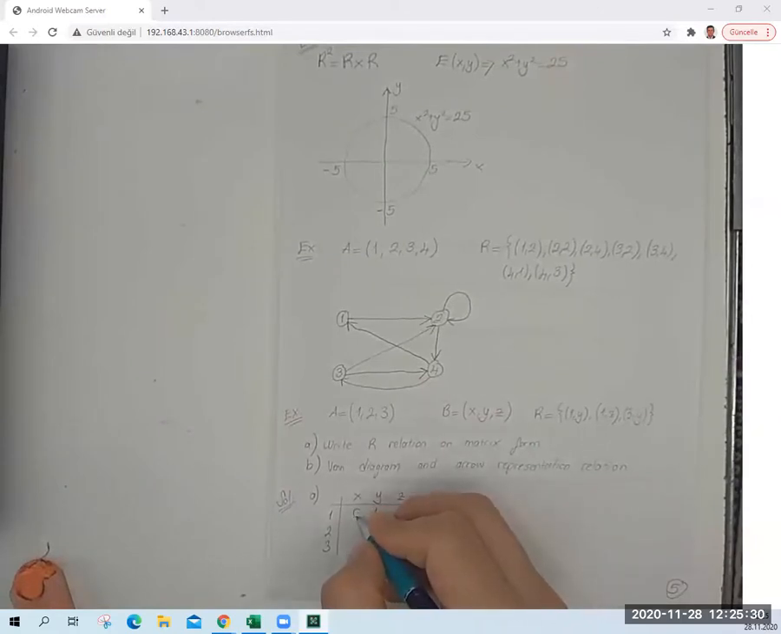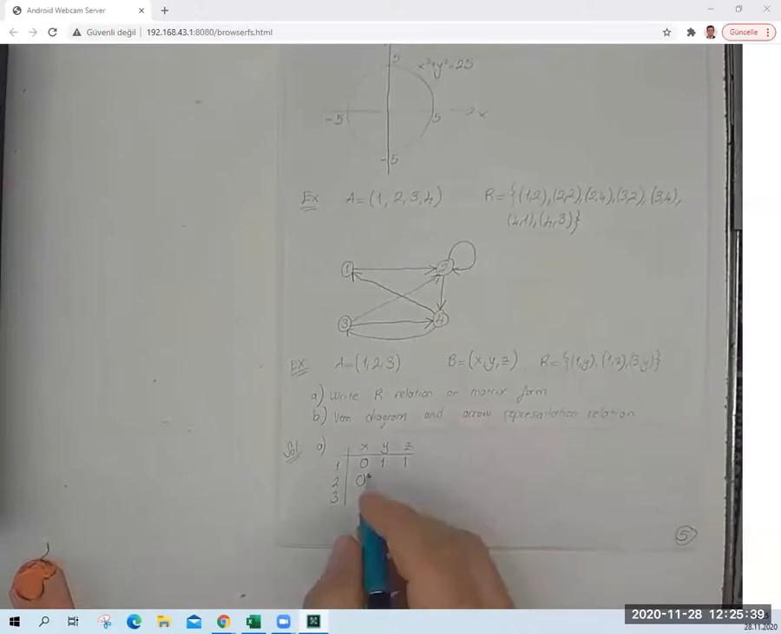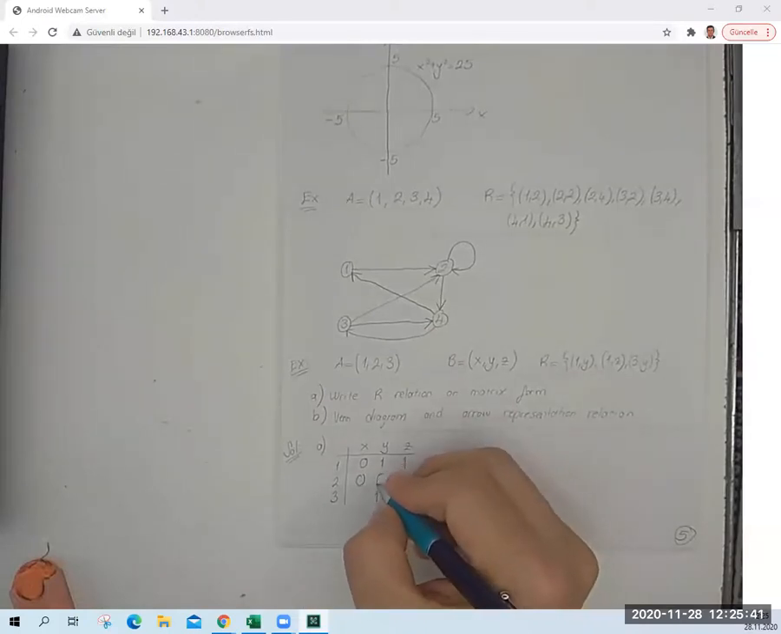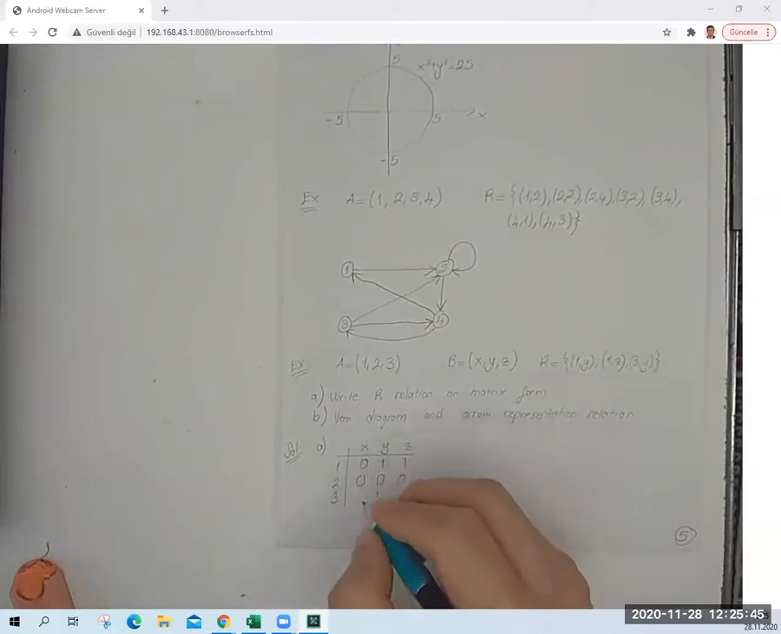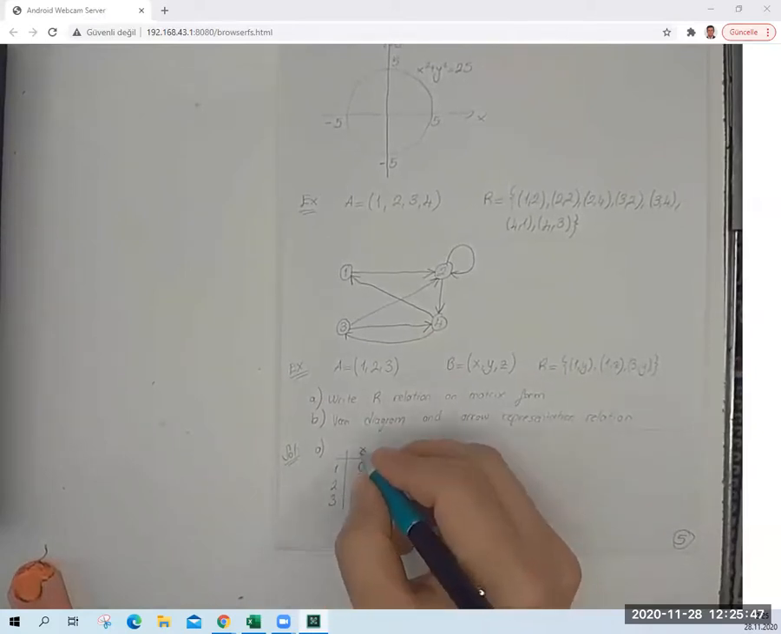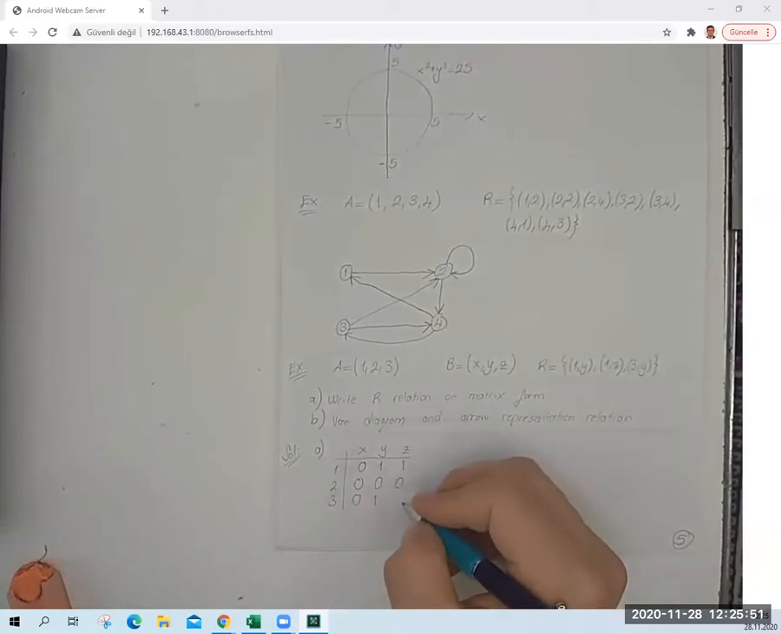For the rest, 1 to X, there is no relation. 2 to X, there is no relation. And 2 to Y, there is no relation. And 2 to Z, there is also no relation. And 3 to X, no relation. And 3 to Z, there is no relation.